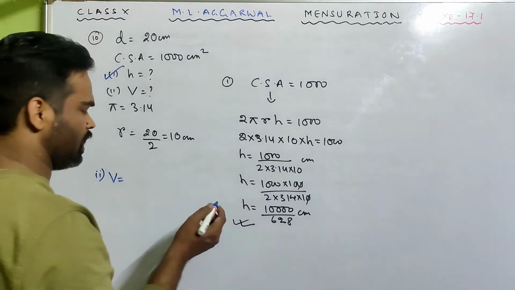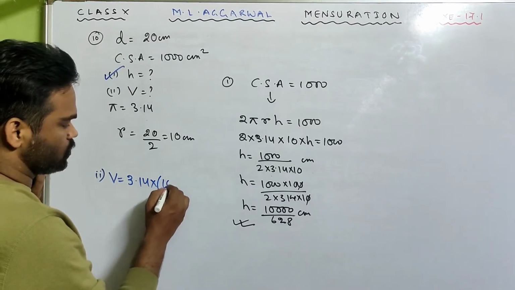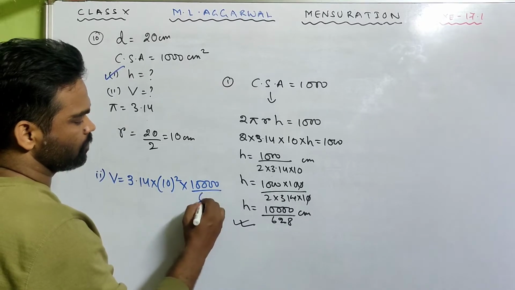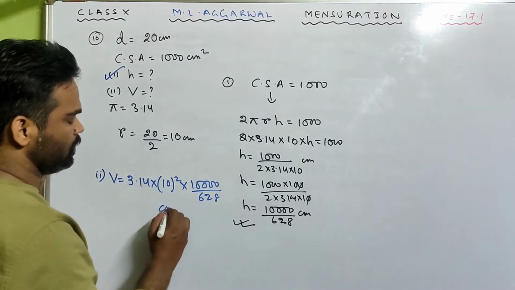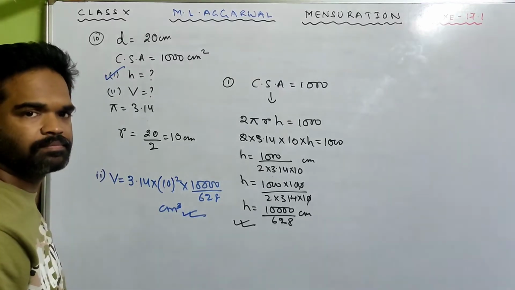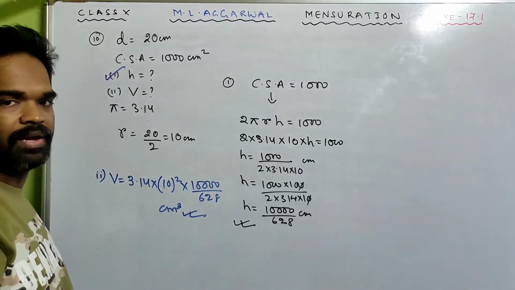Volume. Just substitute the value. Pi r square into h, whatever comes. Centimeter cube. Just solve it, you'll get the answer. Done? Chal. We'll look at number 11 now.